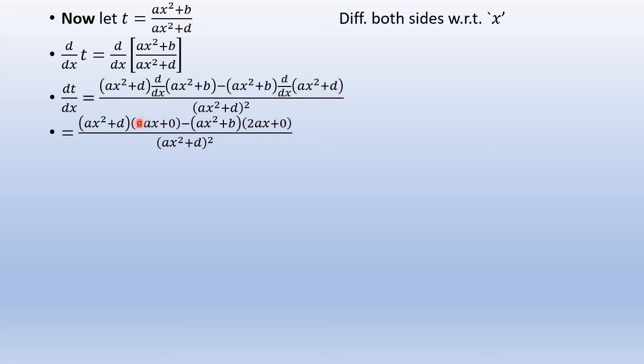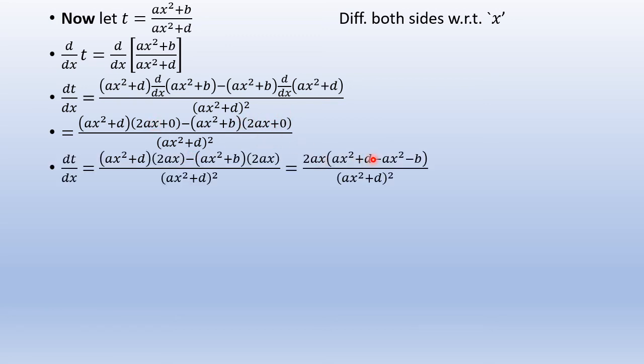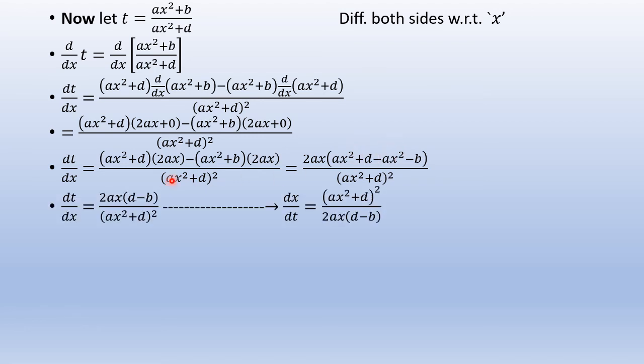So now I'm going to write it as 2ax. I will write this also as 2ax, and then I will open up the brackets. Instead of opening up the brackets, this time I am taking this 2ax common, and inside the bracket I have ax² + d − ax² − b. So you can see this ax² got cancelled and I am left with 2ax into (d − b) divided by (ax² + d)². Now take its reciprocal to get the value of dx by dt, which becomes (ax² + d)² divided by 2ax into (d − b).